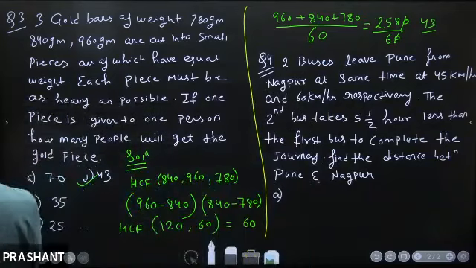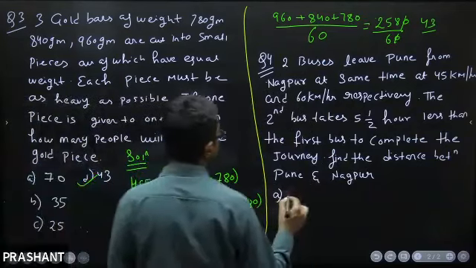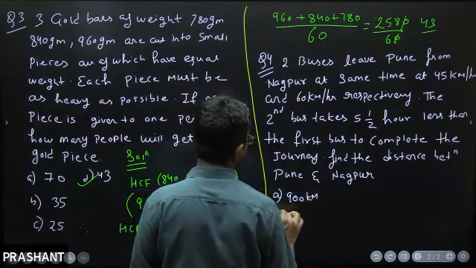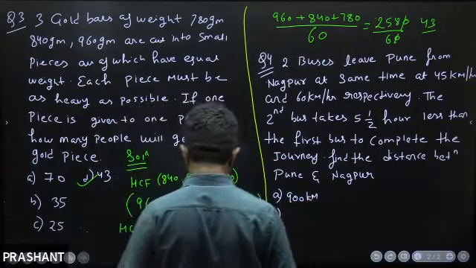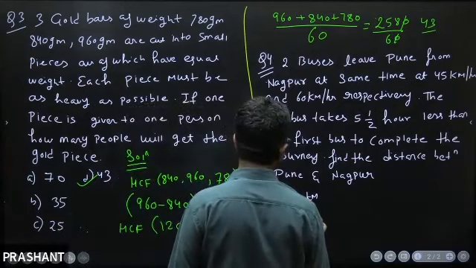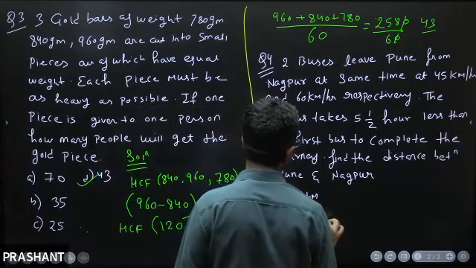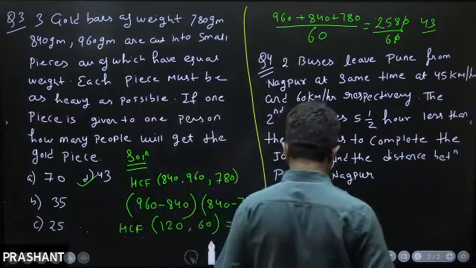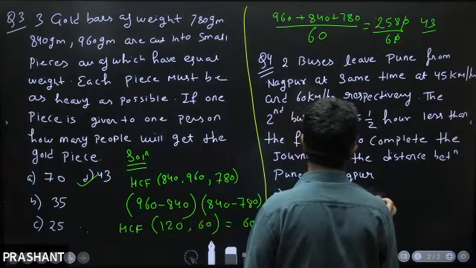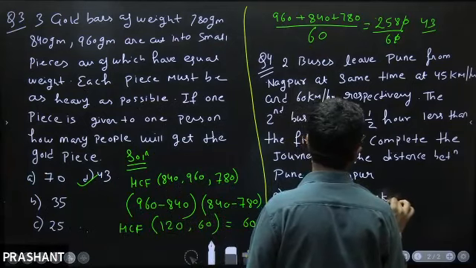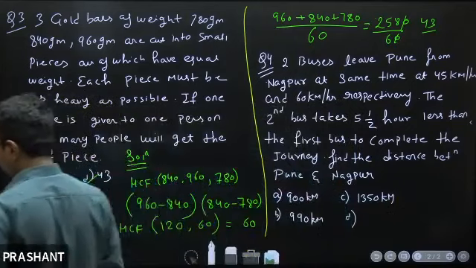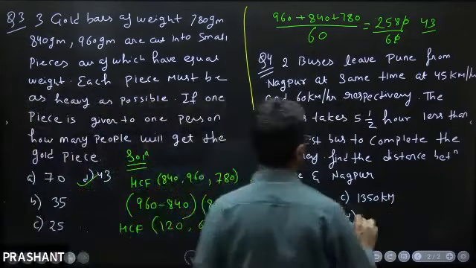Option A, 900 kilometers. Option B, 990 kilometer. Option C, 1350. And option D, 945 kilometers.